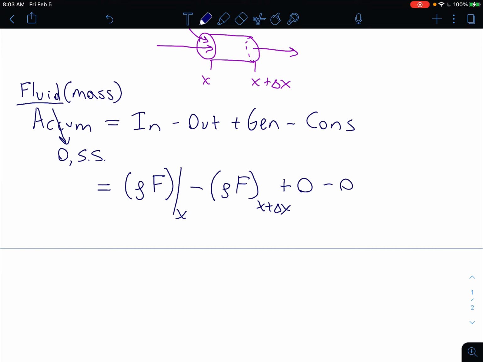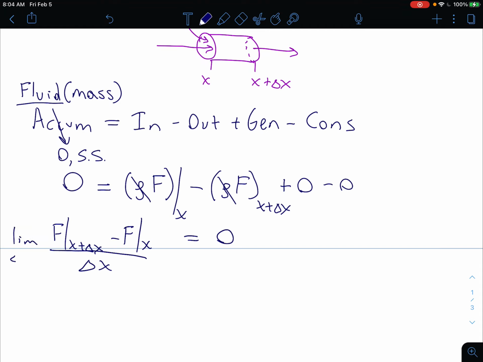And because density is constant, we can cross it out and divide everything by rho. What we end up getting is the following: F at x plus delta x minus F at x equals 0. I moved them to the other side, or I can say that I multiplied by a negative 1 to make this term positive and this term negative. Because I have 0 on the other side, I can multiply by whatever constant I want. I can also divide by delta x, because 0 over delta x is still 0.